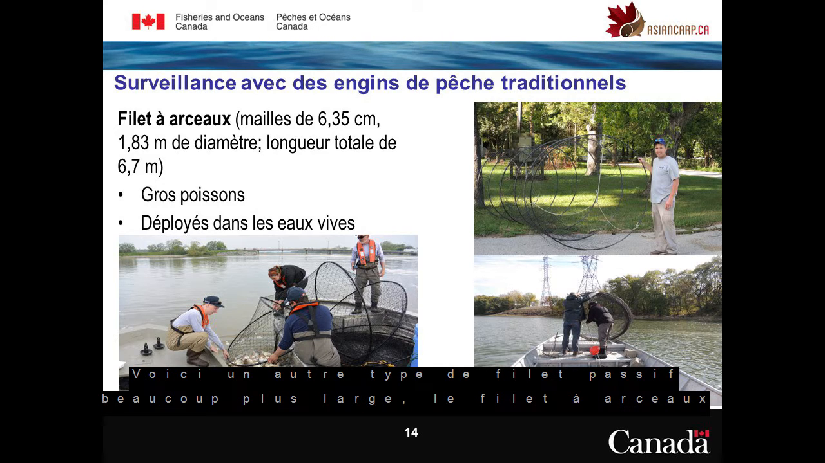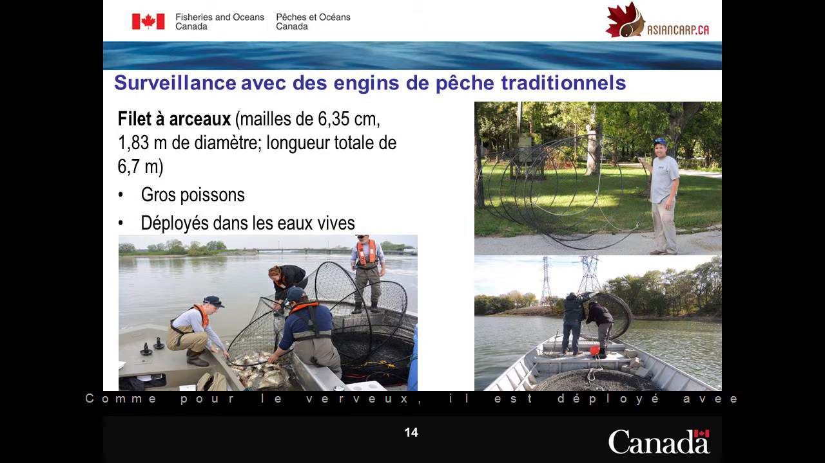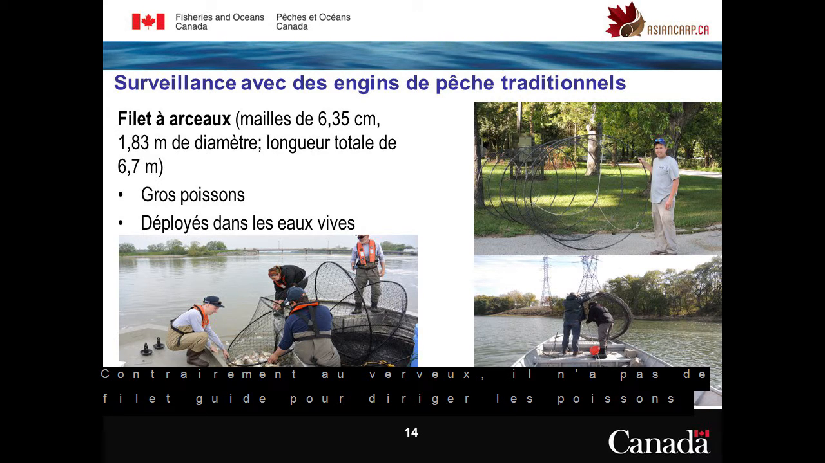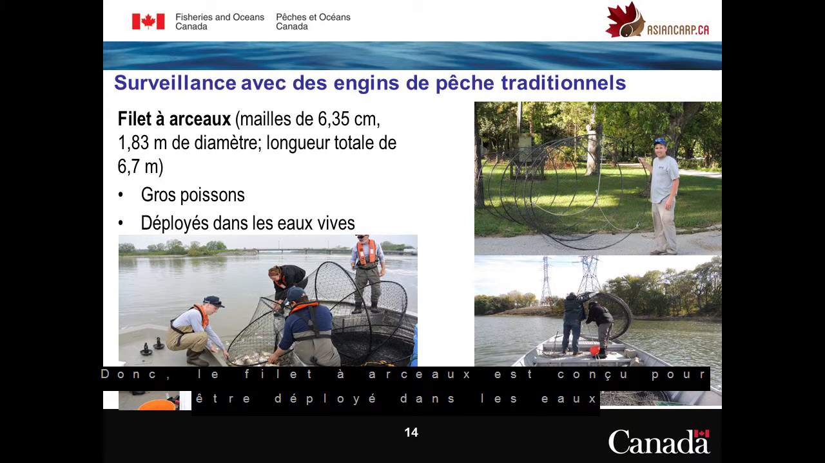So another much larger style of passive net is the 6-foot hoop net. Similar to the fyke net, it's deployed with the intention of capturing fishes that happen to swim into it. Unlike the fyke net, it doesn't have a lead to direct fishes into it. So the hoop net's designed to be deployed in deeper flowing water.